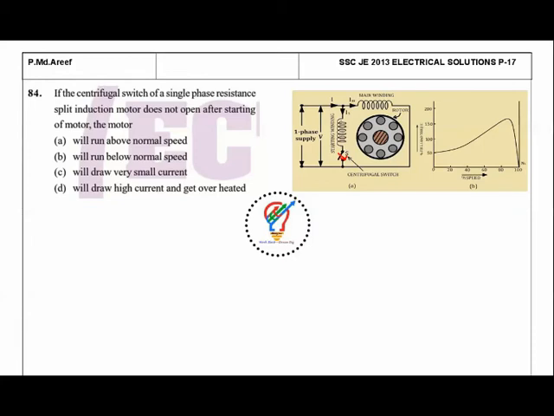Because of it still being closed, the resistance is directly connected across the single phase supply, so it will draw a very high current, which creates I square R losses and produces more heat. So the option here is it will draw high currents and get overheated. An extra point here is that as the speed increases, the torque also increases in single phase induction motors. From this characteristic you can observe.